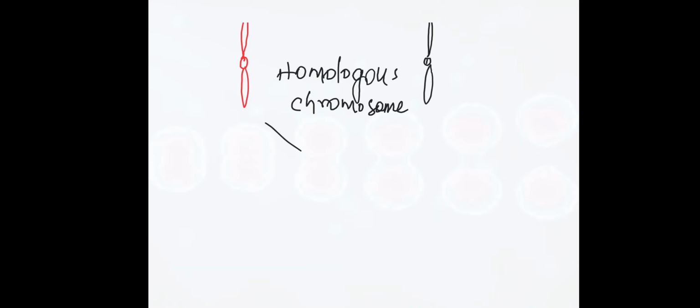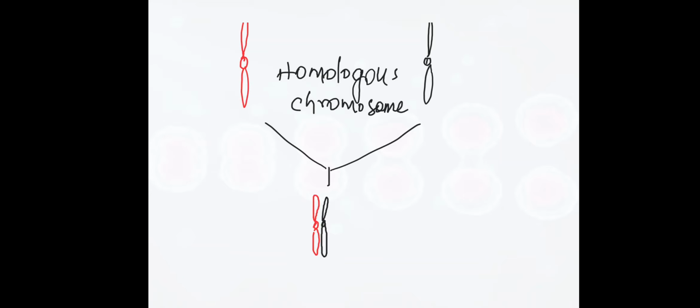They come together here. It forms a synapse. It forms an intimate pairing. So this is the maternal and paternal copy of each chromosome recognizing each other.